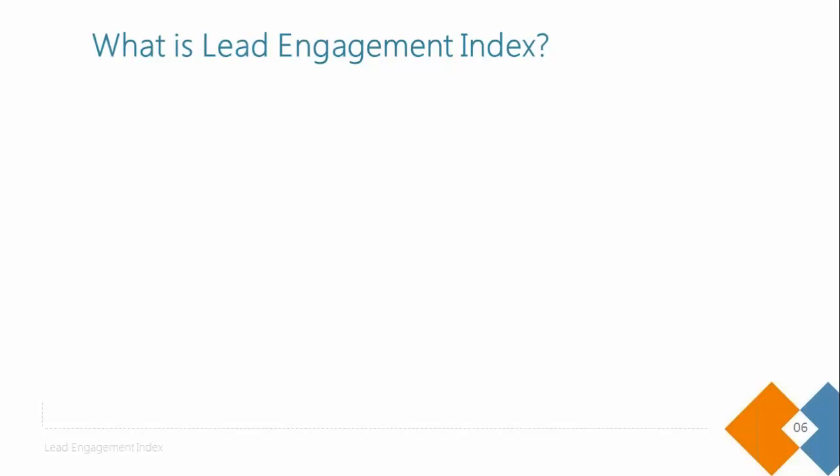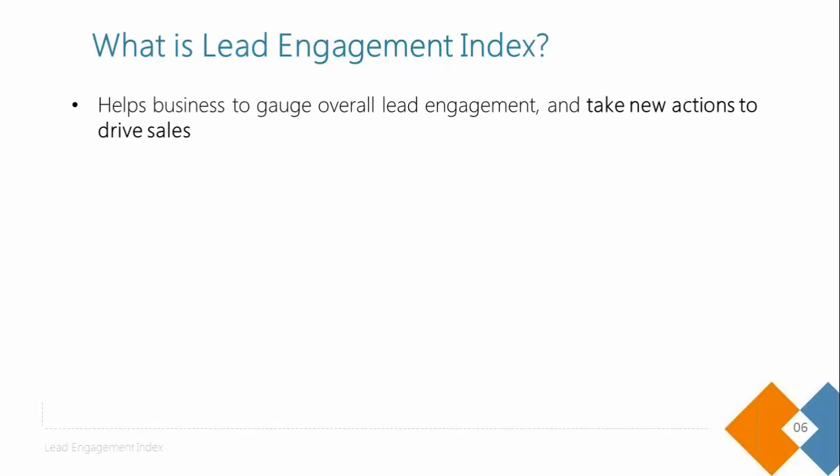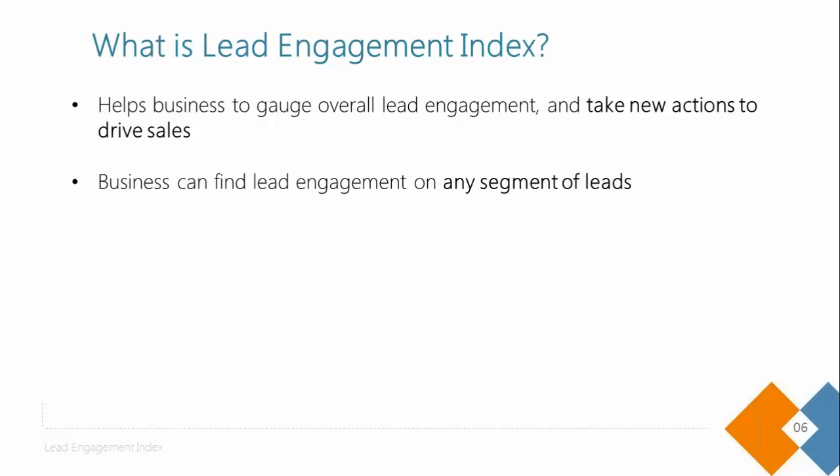So what is lead engagement index? It basically helps a business to overall figure out the level of engagement of all the leads or a segment of leads and take actions to drive sales. So it's an actionable index. It's not an index for the sake of index, it's an actionable index. And using lead engagement index, you can find the leads.